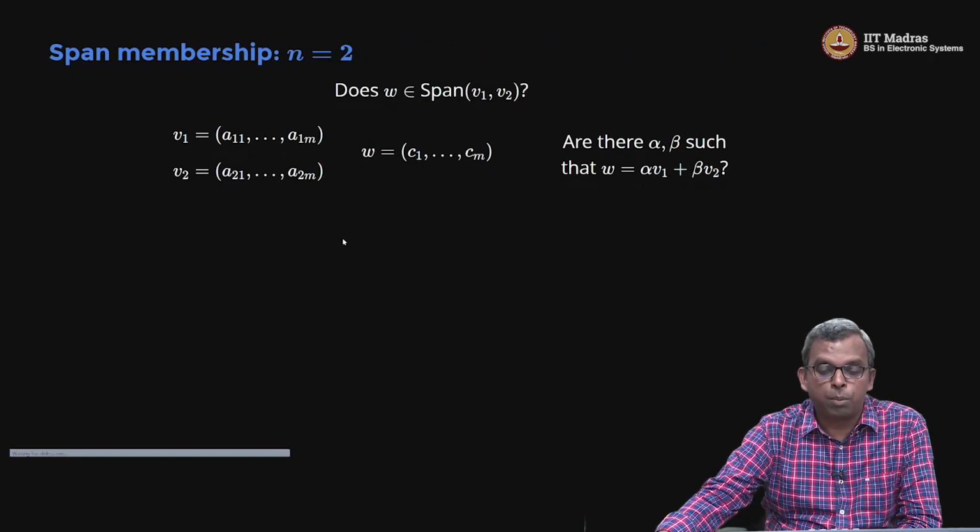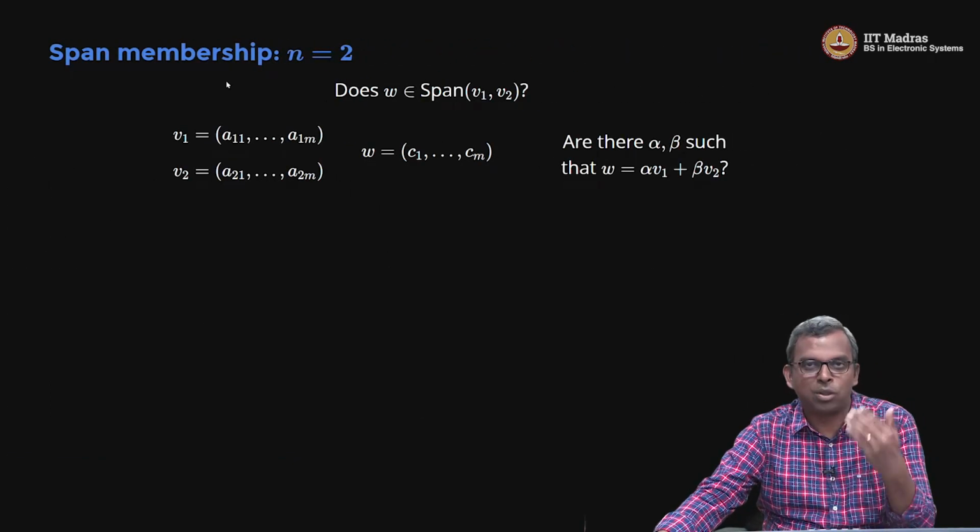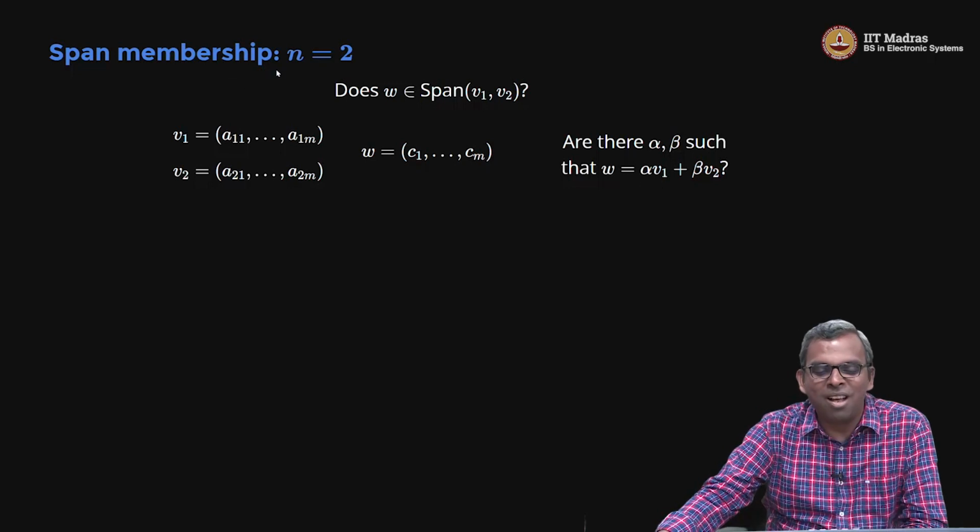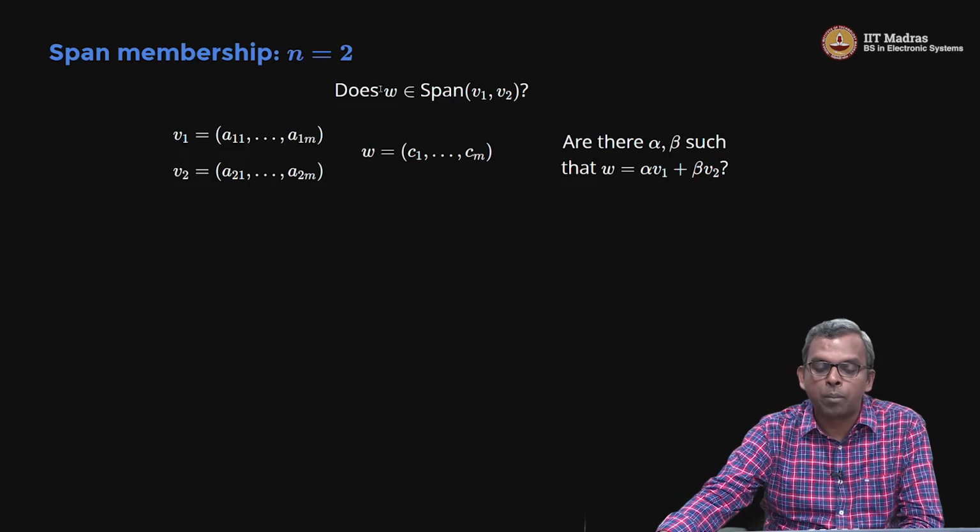All right. So, we are going to push to n equals 2, right. We go step by step, one after the other. Okay. So, n equals 2, what happens? I am going to ask if w belongs to span of v1, v2.